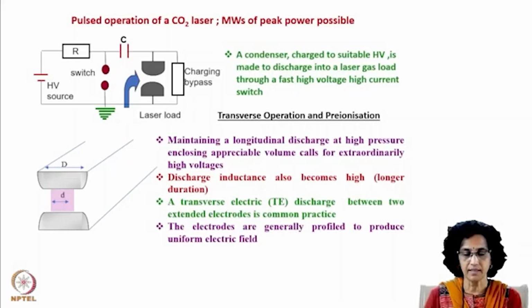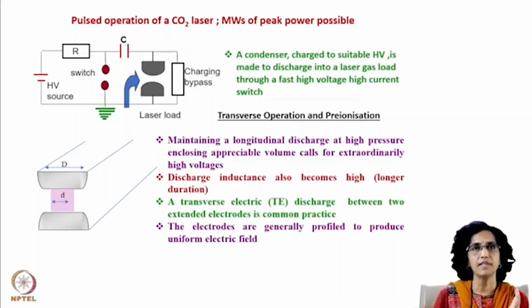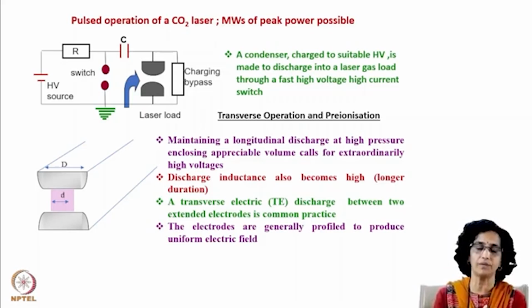In the last class, we spent time trying to understand the CW operation of a CO2 laser. We also tried to see how we can increase the power that can be obtained from a CW CO2 laser. We saw that methods like increasing the active length of the discharge tube have some limitations.